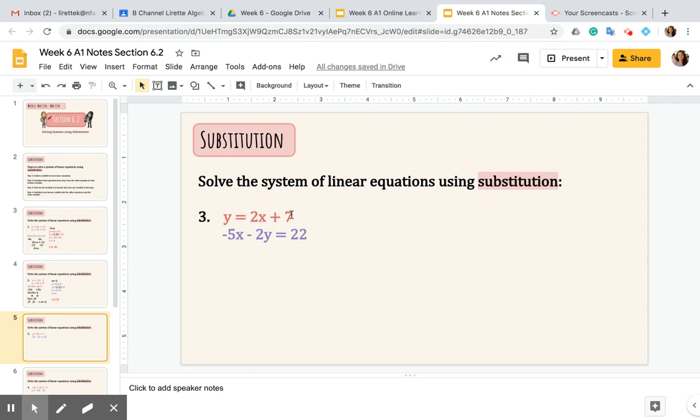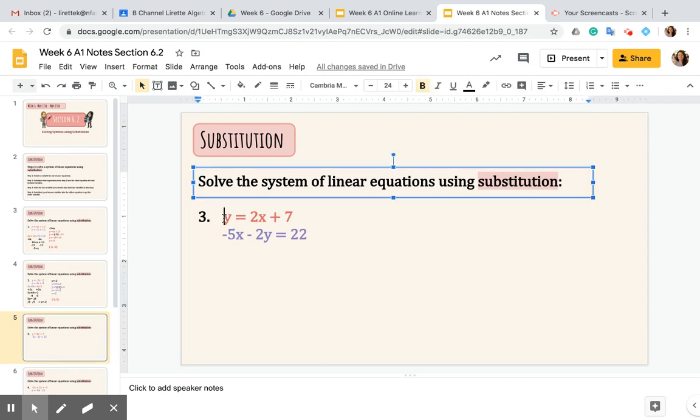So y equals 2x plus 7, and then -5x minus 2y equals 22. So this one's in standard form. So step 1, isolate a variable. Again, I'm lucky. I have a variable isolated. It's the y. So what I need to do is I need to substitute this expression for the y in the other equation because this is what y is equal to. That's what this top equation is telling me. y equals this. Well, that's not going to change for this equation if it's part of the system.